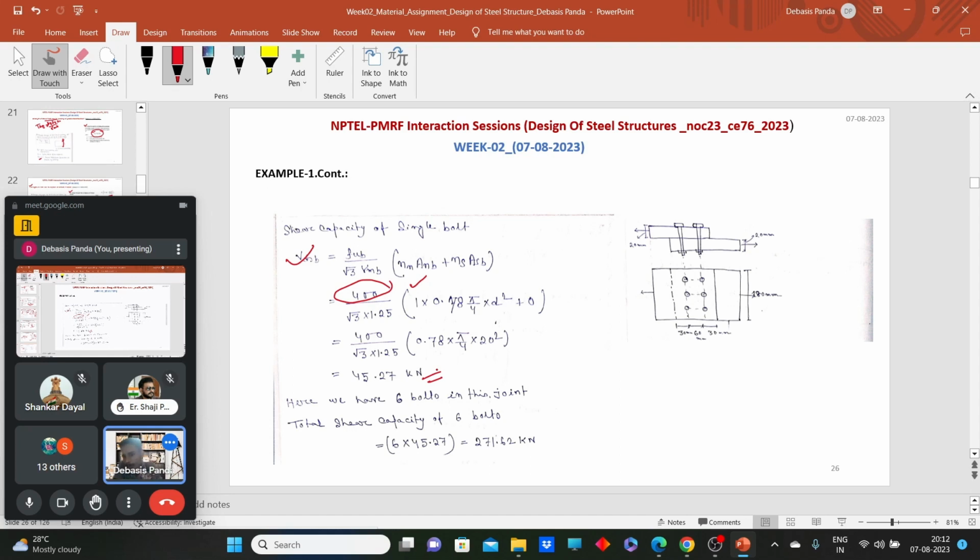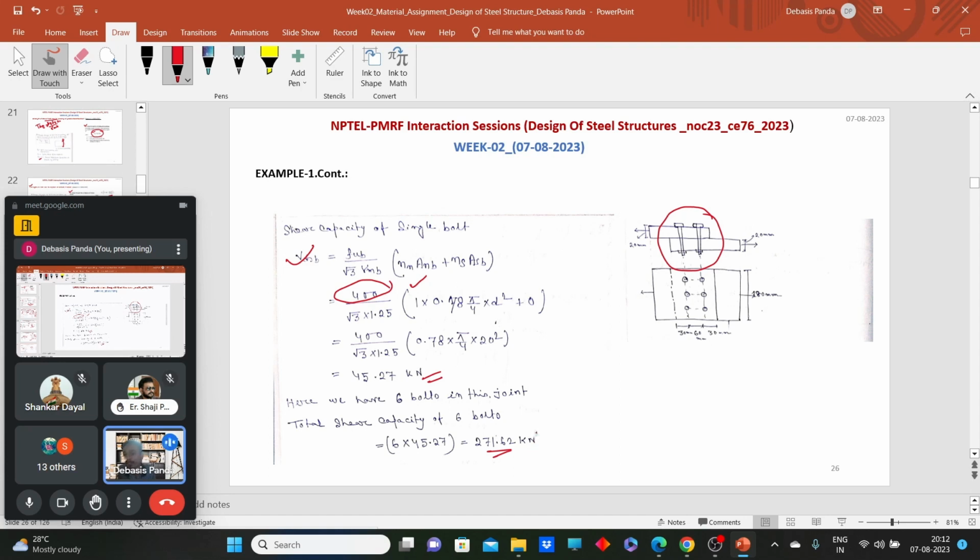So what we have just calculated, this is the shear capacity of single bolt, right? Now here we have 6 bolts. When we call this lap joint as failure, when these 6 bolts will fail, or how much these bolts can carry, that is the summation of the shear capacity of the bolts. So we have 6 bolts. So we have total shear capacity of the joint as 271 kN.